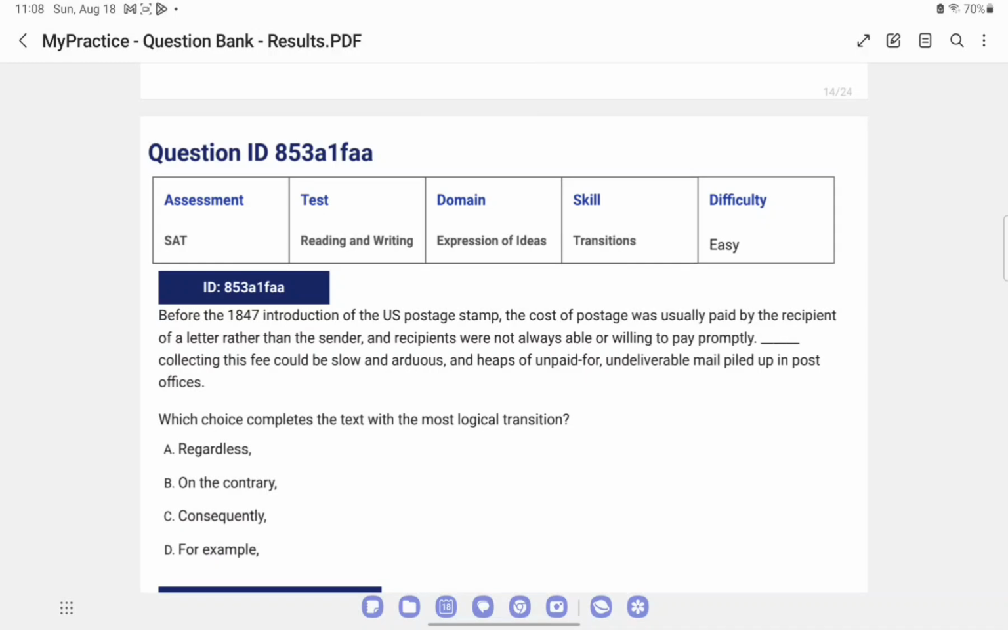So regardless, collecting this fee can be slow and arduous. It's not regardless because it's taking the last statement into regard. It has to do with it. It's not just dismissing it. On the contrary, there's no difference between this. They sound pretty related and relevant to each other. C, consequently, makes sense to me. D, for example, that's not an example of the recipient being unable or unwilling to pay. So let's see.